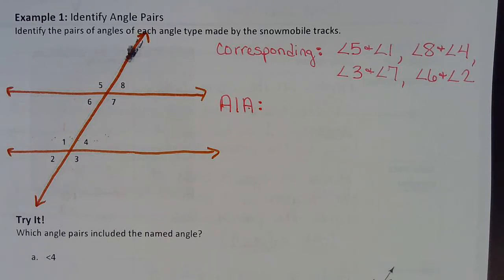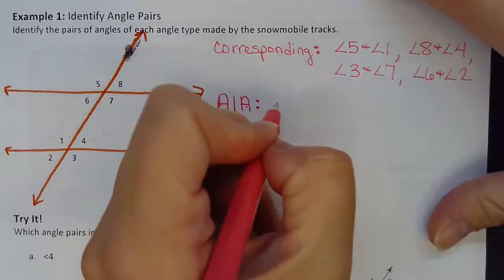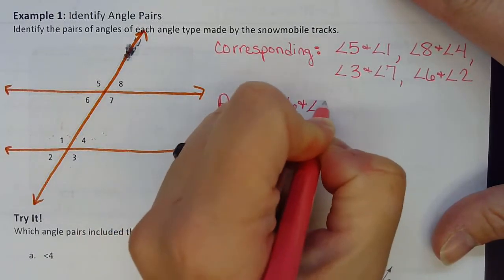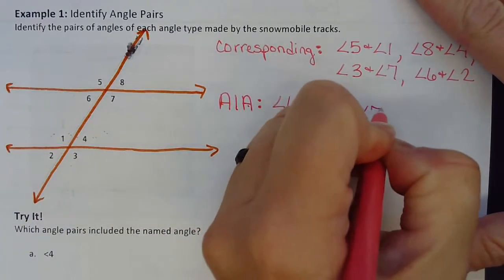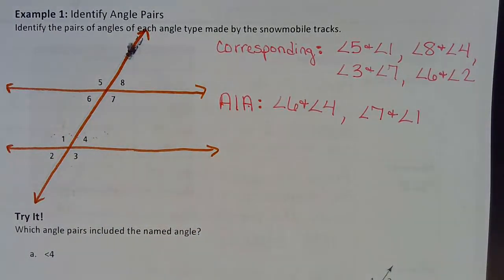So alternate interior angles, there are only 2 pairs. What's one pair? Alternate interiors means that you have one on the left, one on the right of your transversal, and they're both inside or in between your parallel lines. 6 and 4 is one. Angle 6 and angle 4 is one pair. And 7 and 1. Good job. Angle 7 and angle 1. So again, AIA stands for alternate interior angles. I'm just trying to abbreviate when I can.